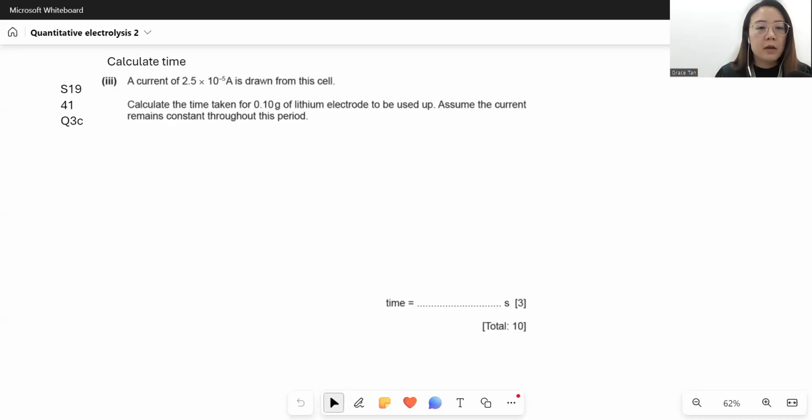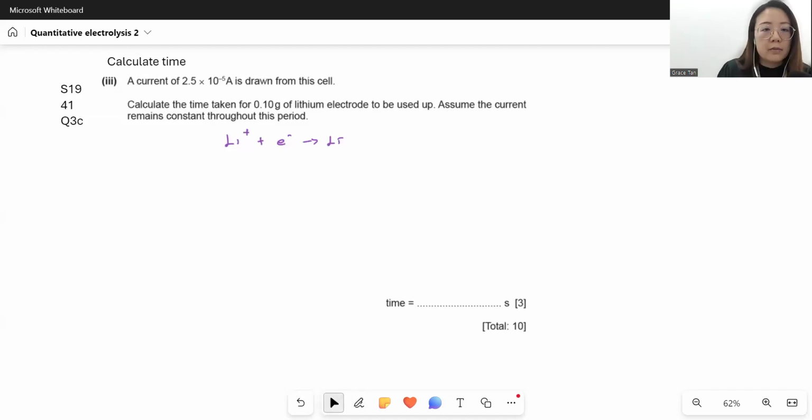Given this question, summer 20, paper 41, question 3C: a current of 2.5 times 10 to the power negative 5 ampere is drawn from this cell. Calculate the time taken for 0.1 gram of lithium electrode to be used up. Assume the current remains constant throughout the period. First thing first, the lithium equation is Li plus electron to give 1 mole of lithium solid.